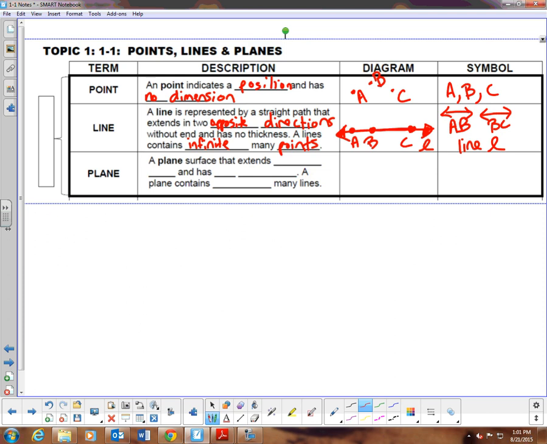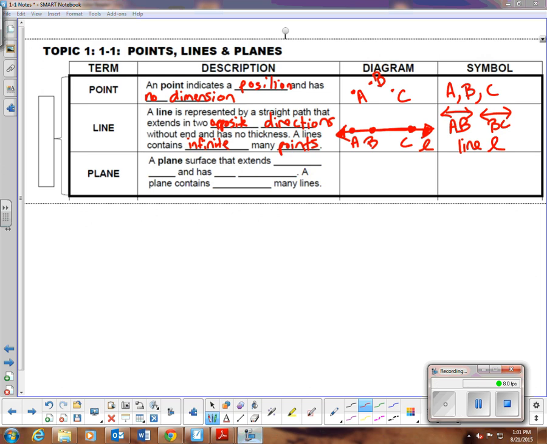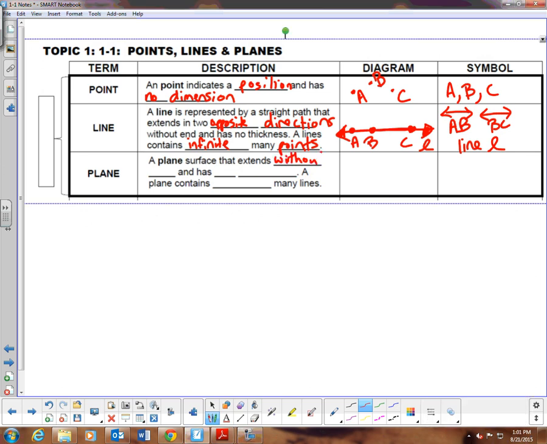Okay, so then we look at a plane. A plane is a surface that extends without end and has no thickness. A plane contains infinite many points. Okay, and so the diagram for a plane, we use kind of a parallelogram shape.